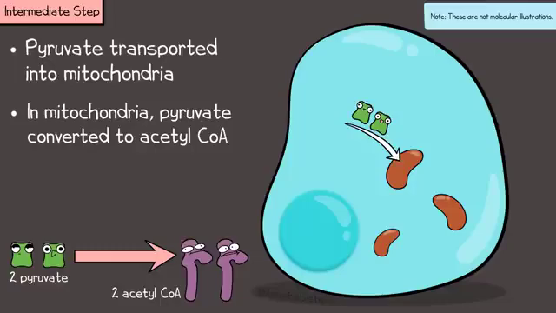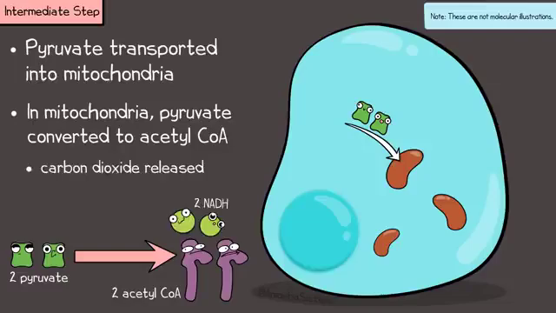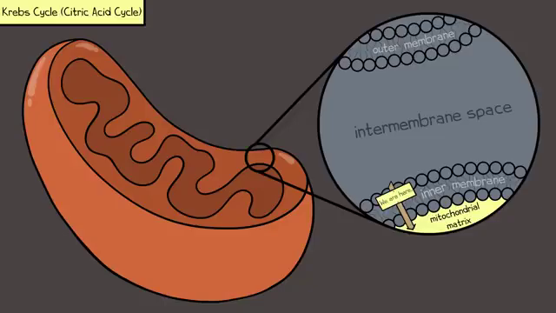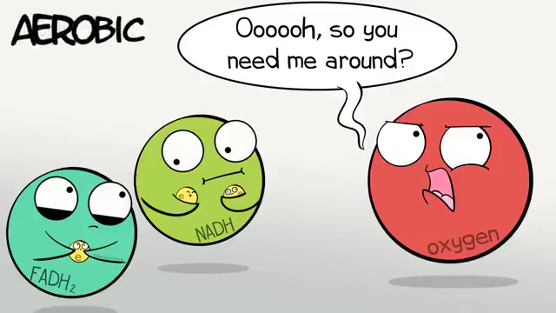In the mitochondria, pyruvate is oxidized. The 2 pyruvate are converted to 2 acetyl-CoA, which will be used by the next step. Carbon dioxide is released and 2 NADH are produced. Step 2, the Krebs cycle, also called the citric acid cycle, still in the mitochondrial matrix. The citric acid cycle is considered an aerobic process.